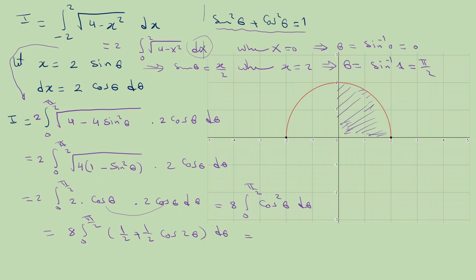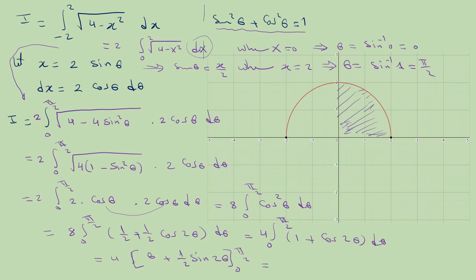Okay, we can take half as a common factor. 8 multiplied by half will be 4, from 0 to pi over 2, of 1 plus cosine 2 theta d theta. Then 4 times the integration. Let's integrate this. The integration of 1 is theta, and cosine 2 theta gives sine 2 theta over 2, which is half sine 2 theta, from 0 to pi over 2.